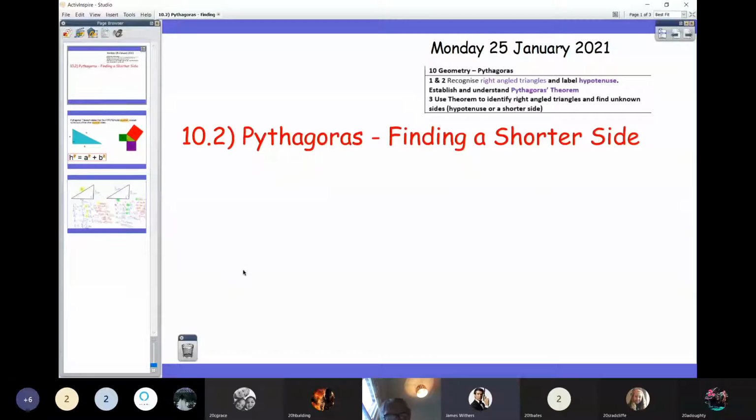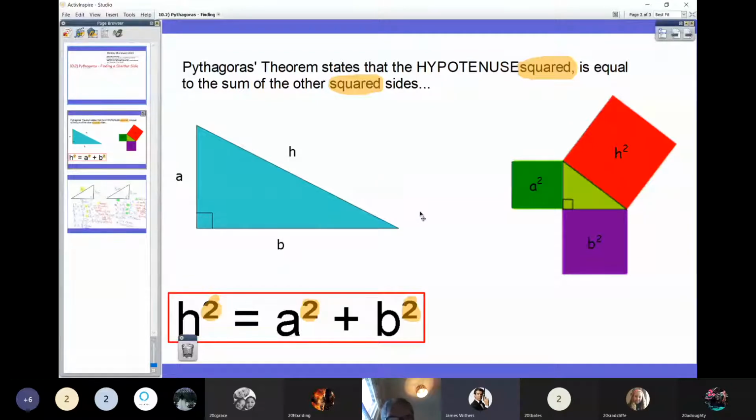So if you remember, guys, last lesson we were using the Pythagoras theorem to work out the length of the longest side. Today we're going to be looking at finding the shorter side as well as the longest side. Just to remind you of the basics, the Pythagoras theorem tells us that the hypotenuse squared is equal to what you get when you square the other two sides and add them together. So you square both the shorter sides, add them together, and that's the square of the longer side.